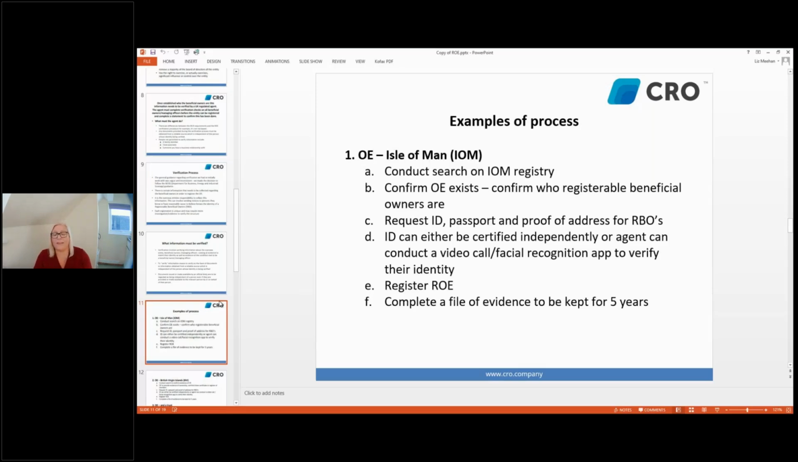Now, there's various methods that we can use now to be able to do that. You could have certified copies of passports. You could do a Zoom call with the person to make sure that you can see them and confirm that that passport belongs to them. Or there's various facial recognition apps that can be used now that can confirm people's identities.